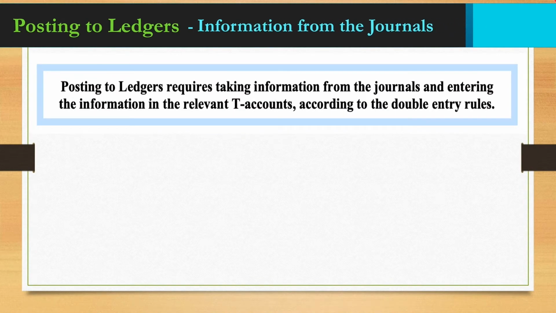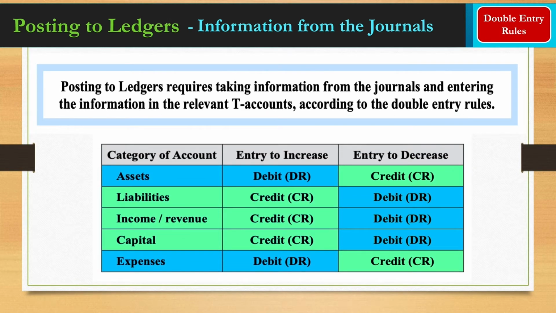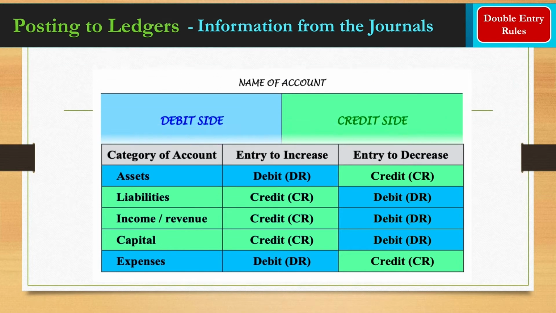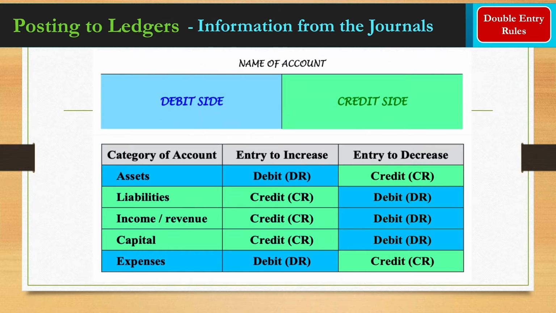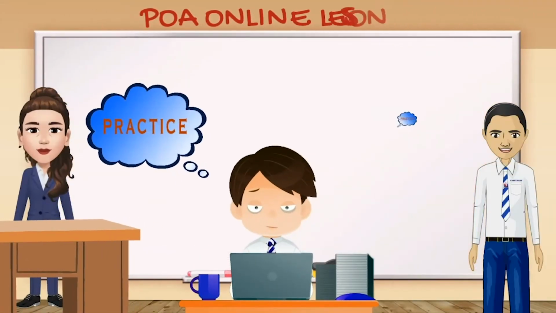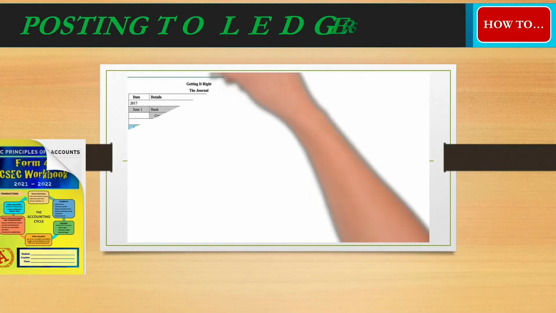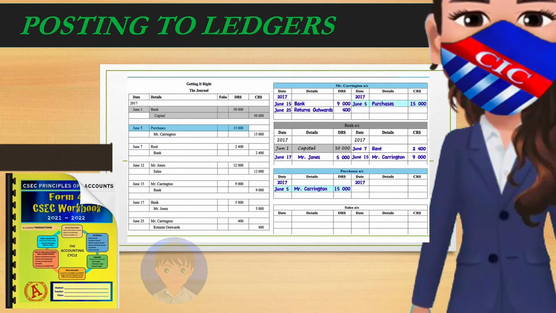Posting to ledgers requires taking information from the journals and entering the information in the relevant T accounts according to the double entry rules. So simply follow the instructions in the journals. For example, your general journal, which states which side of the account you enter the information on for each transaction, debit side or credit side. Practice this and you will be able to post to all your ledger accounts in no time.